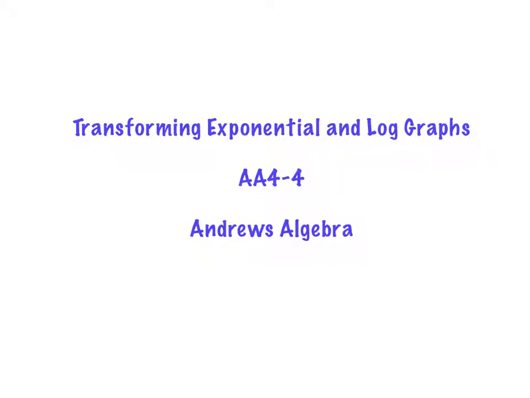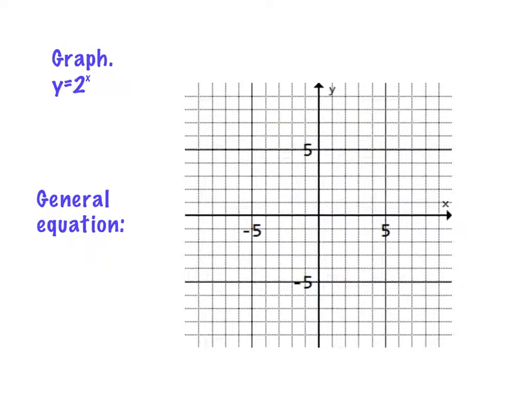Good morning. We're going to be working with transforming exponential and log graphs today. We're going to start off by graphing 2 to the x. This is an exponential equation. The parent equation is actually going to be y equals b to the x. That's base to the x, because that 2 can be different numbers, and we'll talk in just a minute about what those different numbers would do.